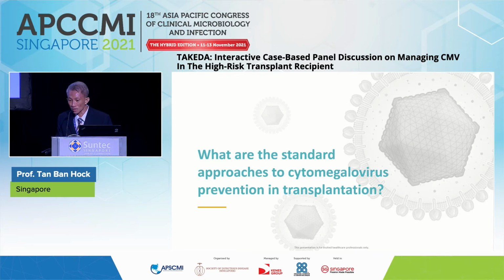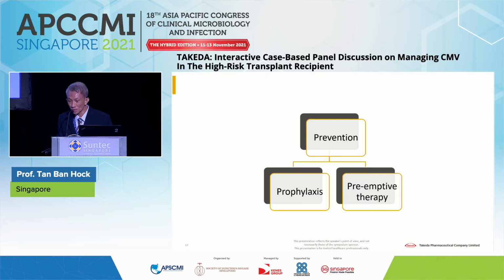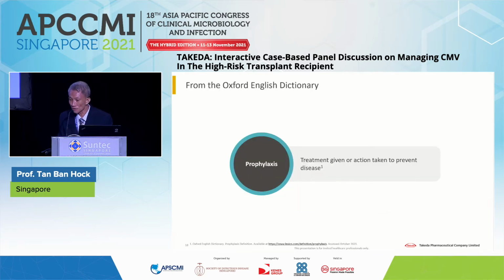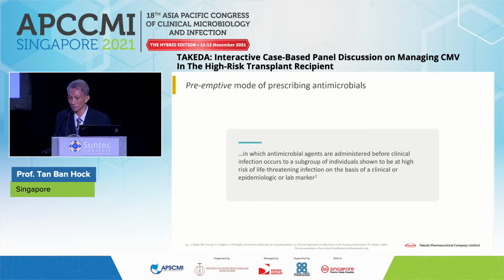So what are the standard approaches? Well, it actually consists of two that all of you are very familiar with. It's either prophylaxis or preemptive therapy. So prophylaxis is treatment that's given to prevent disease. So it's given to everybody. It's non-discriminatory. All transplant recipients would get it if you adopt a prophylactic strategy.